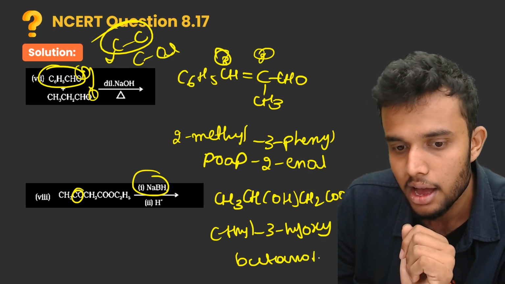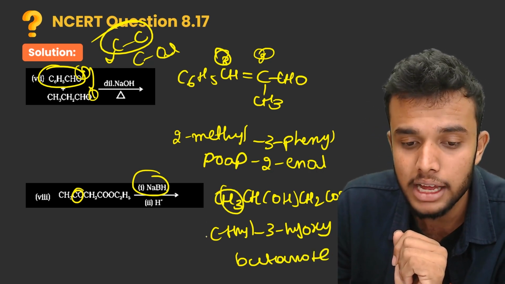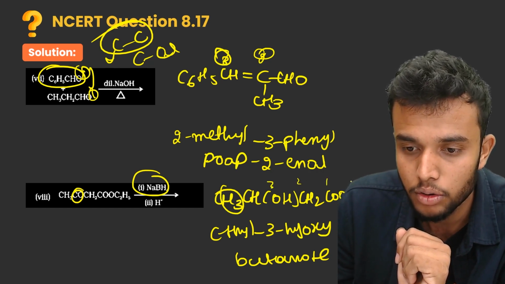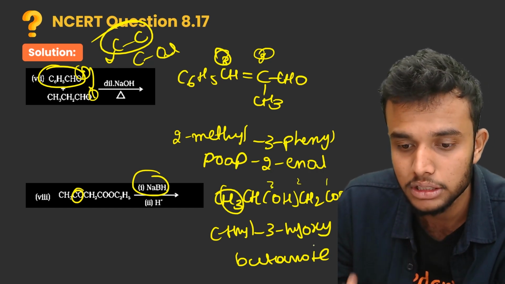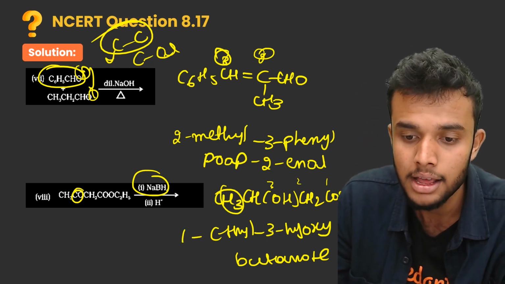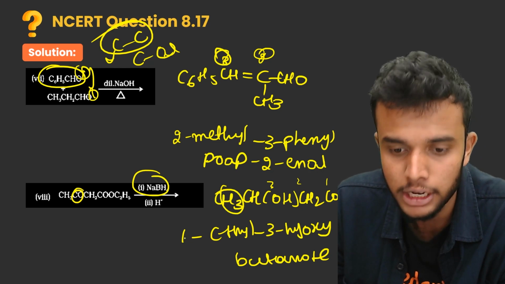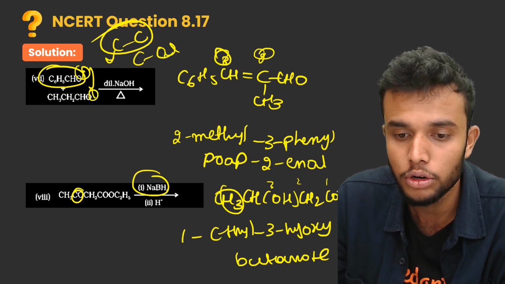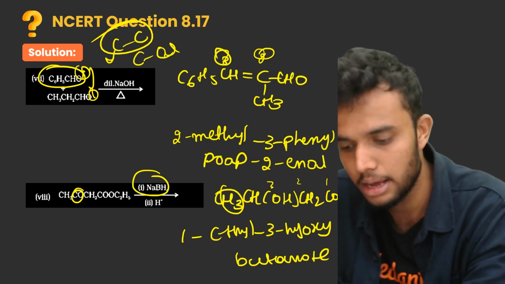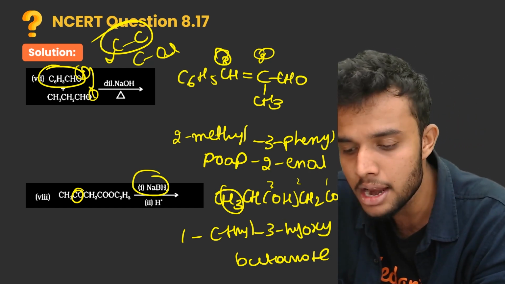Butanol. Why? At the first position, an ethyl group is there, C2H5. At the third position, a hydroxy group. So 1 ethyl, 3 hydroxy. Counting 1, 2, 3, 4, there are 4 carbons in total. That's why it's the compound name. Right? Let's move to the next one.